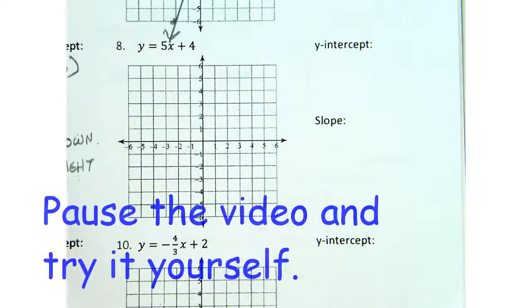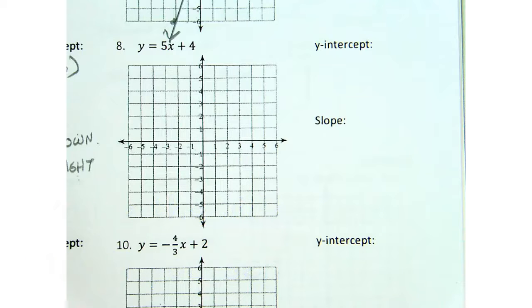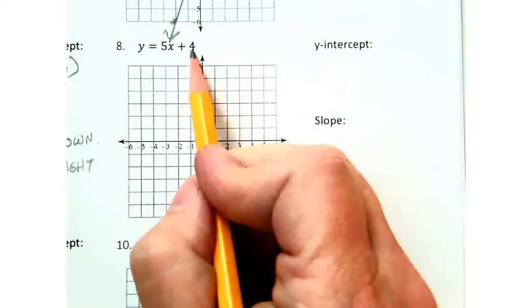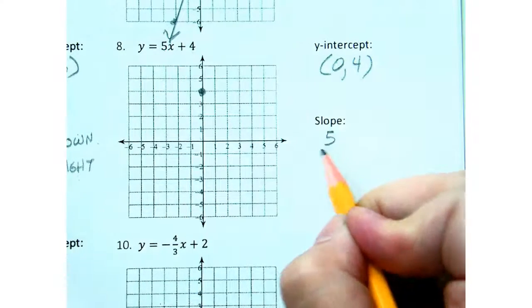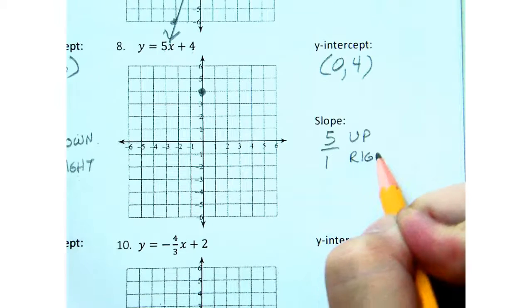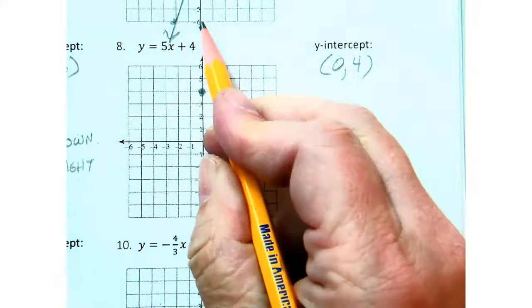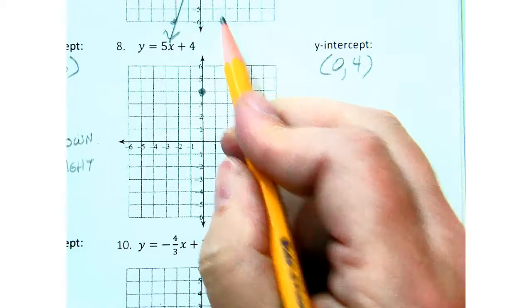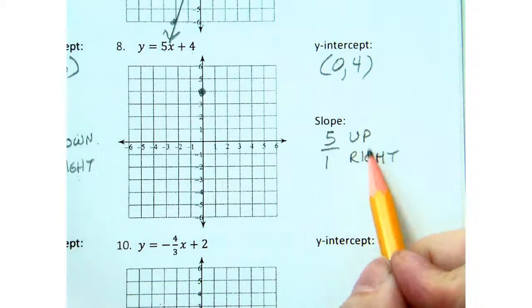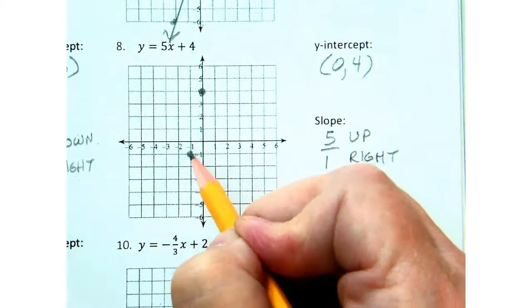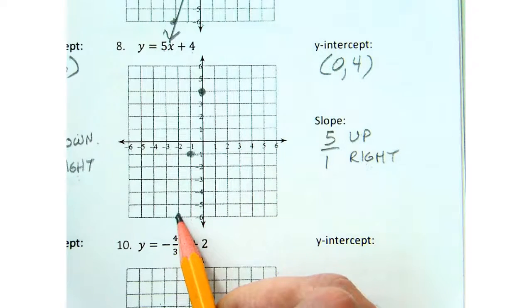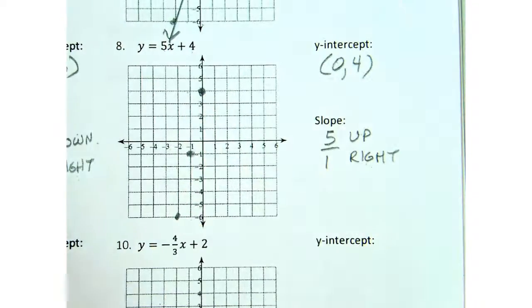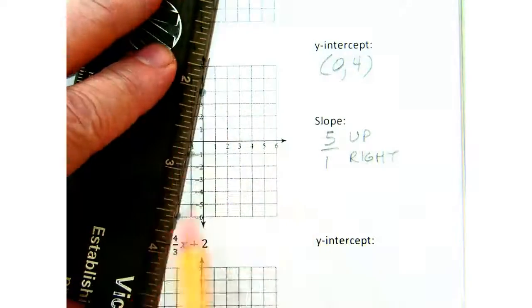Pause the video and try the next example yourself. Now that you have tried it, check your work. The y-intercept is positive 4, 0, 4. The slope is 5 over 1. Up 5, right 1. There's no room to go up 5 and right 1, so we'll do the exact opposite. Down 5 and left 1, repeatedly. This is the same slope as up 5 and right 1. Draw the line with a ruler.